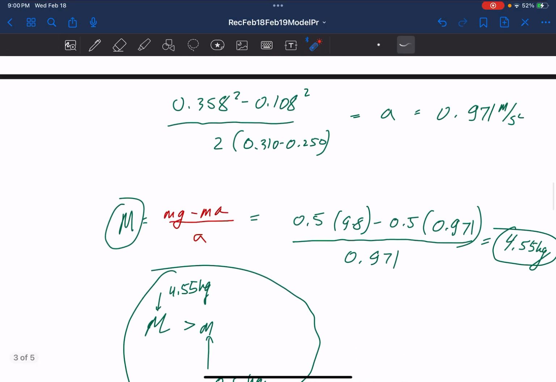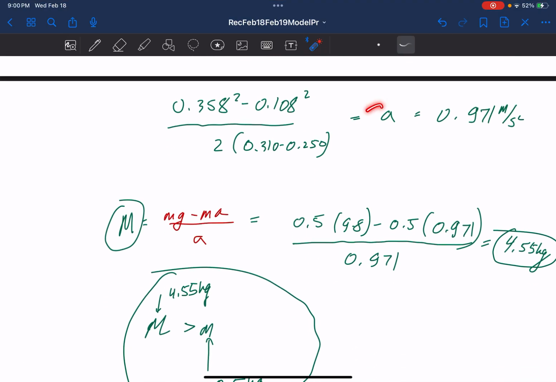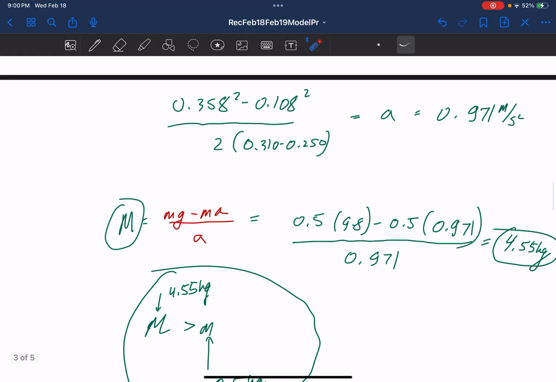Now that we have a, we can plug it into this equation we derived for big M. Little m is given to us as 0.5. Gravity is 9.8 minus 0.5 times our newly found acceleration, and then in the denominator, our acceleration is plugged in again. Big M is now 4.55 kilograms.